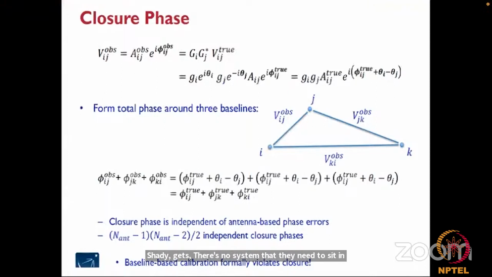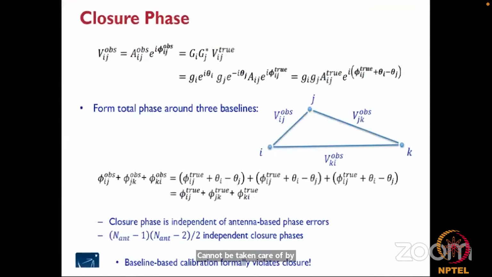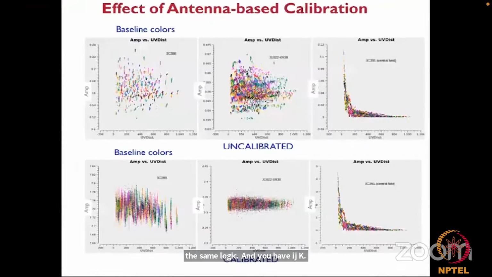Just remember this is a very interesting property by which a lot of other effects, which cannot be taken care of by simple calibration, can also be handled. One property is the closure phase, where you have at least three antennas in the loop, and for amplitudes you need four by the same logic. In that case you have i, j, k, and l. None of this will come in the exam, so don't worry too much about it. It's just for the fun of knowing.